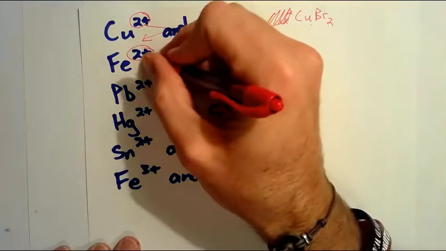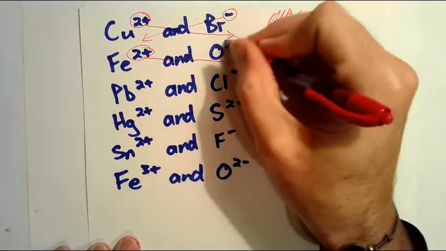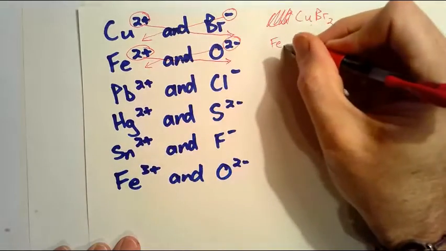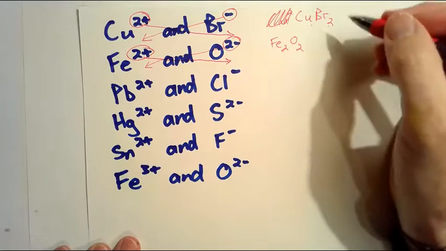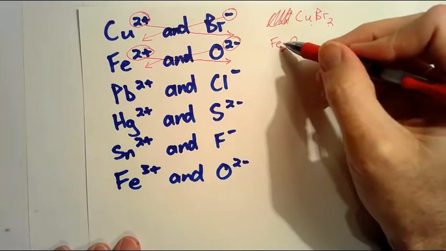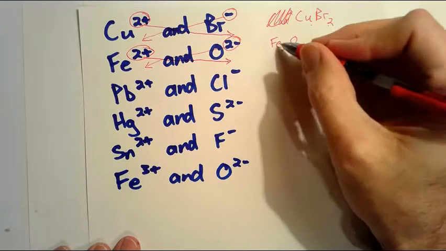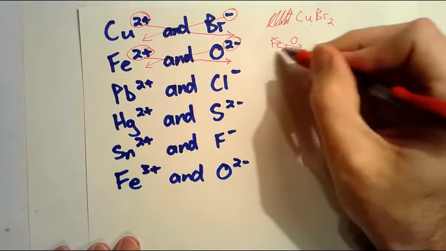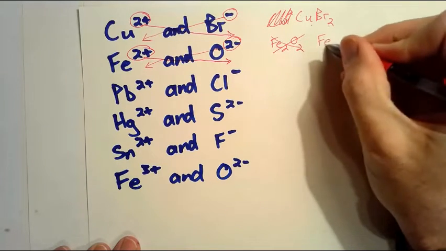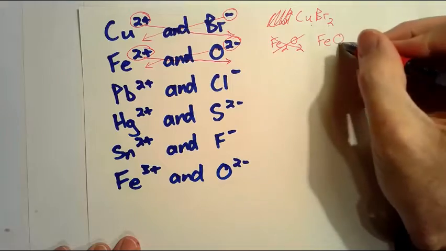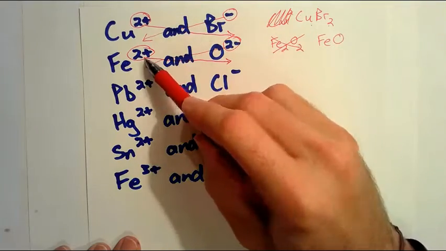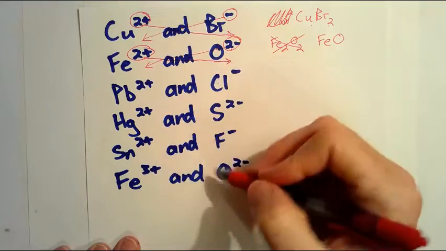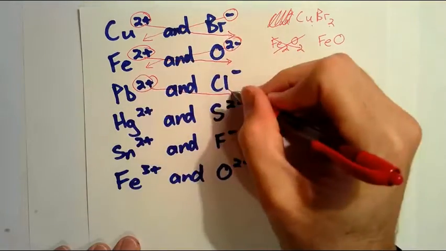Here the crisscross rule will still apply, but now many students will write Fe2O2 and be done with it. That is not the best way to go, because you can still divide by the least common denominator. So I would need to write FeO because the 2 plus and the 2 minus will cancel out. We'll still follow the crisscross rule for the rest of them.